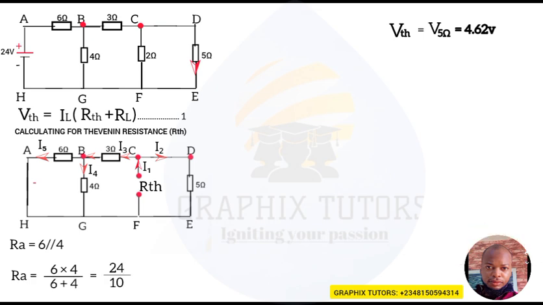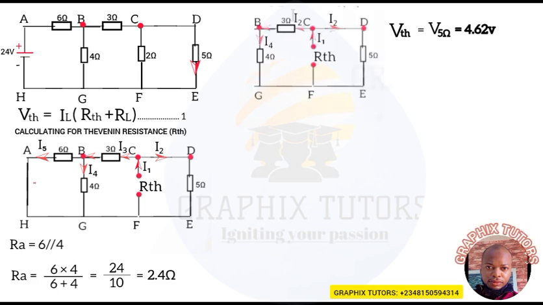And our R_A will now give us what? 2.4 ohms. Are we there? Now, once you've done that, 2.4 ohms, that's my R_A. So we've made 6 ohm and 4 ohm to become 1, right? So what is the one they have become? That is R_A, and the R_A you see here is 2.4, right?